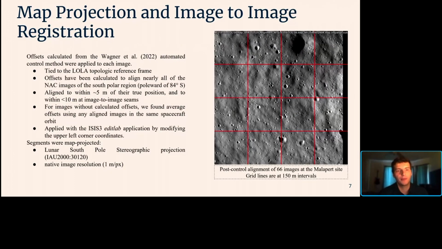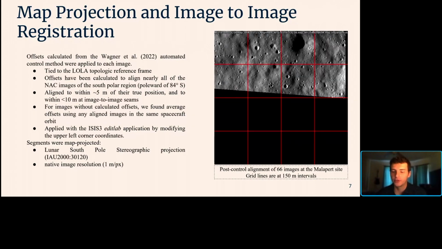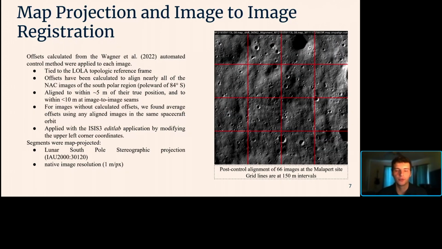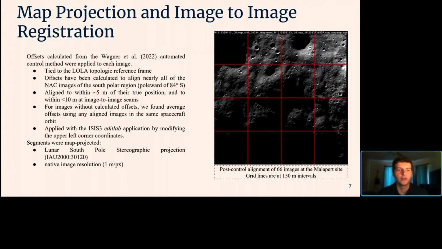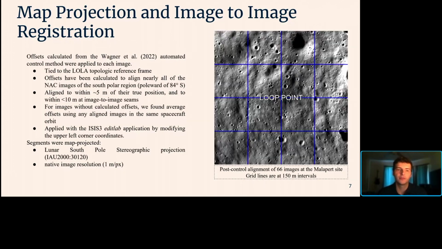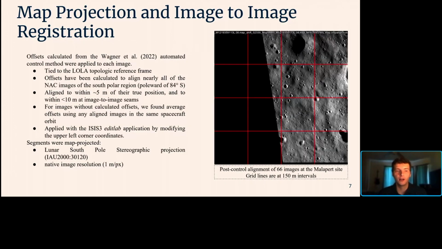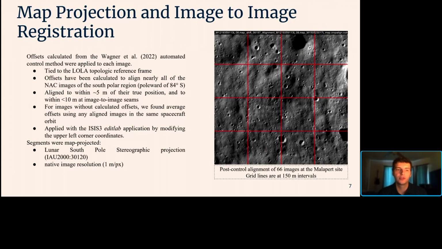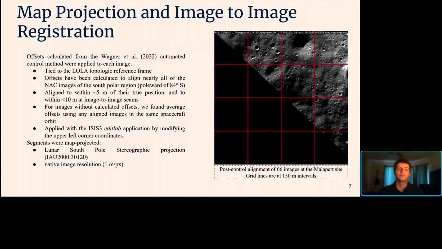And then for map projection and image-to-image registration, the offsets were calculated from Wagner et al.'s automated control network and applied to each image. It was tied to the LOLA topographic reference frame, and the offsets have been calculated to align nearly all of the images poleward of 84 degrees. They're aligned to within 5 meters of true position and to within less than about 10 meters at image-to-image scenes.